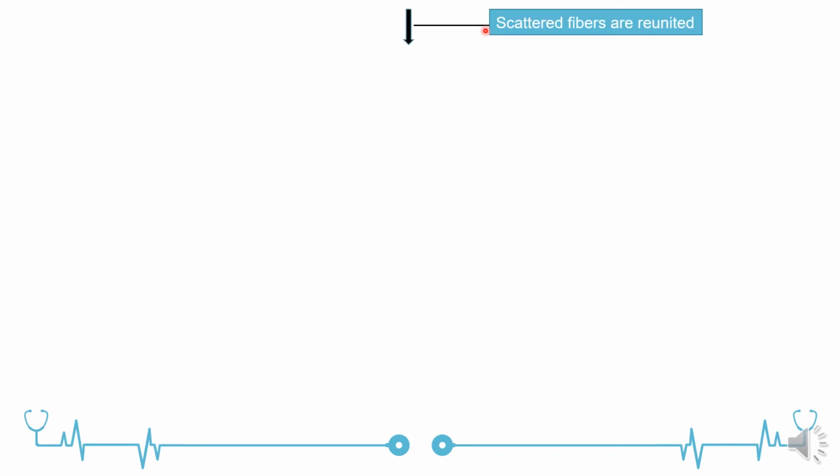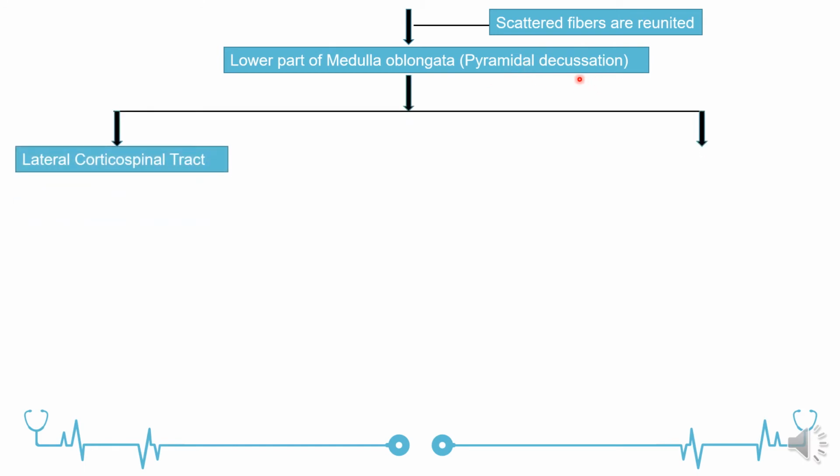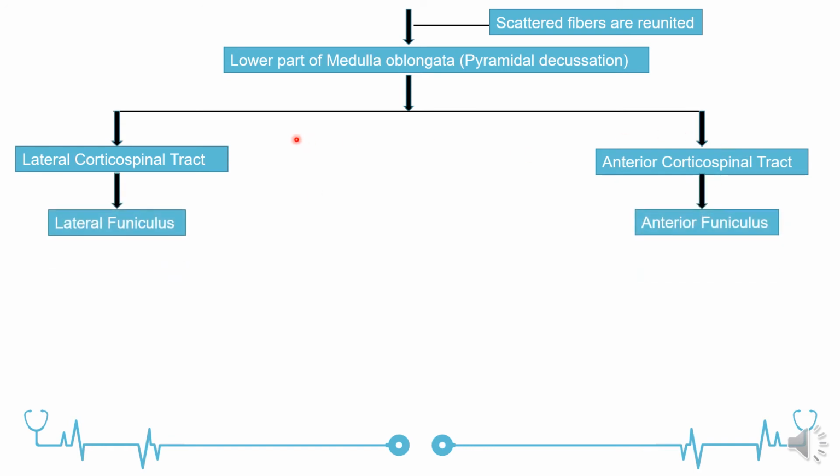So the fibers will reunite when they enter the lower part of the medulla oblongata, where the pyramidal decussation occurs. When the pyramidal decussation occurs, the fibers are split into the lateral corticospinal tract and the anterior corticospinal tract. So the fibers will descend down to the funiculus. For the lateral part, it will descend to the lateral funiculus, and vice versa for the anterior.